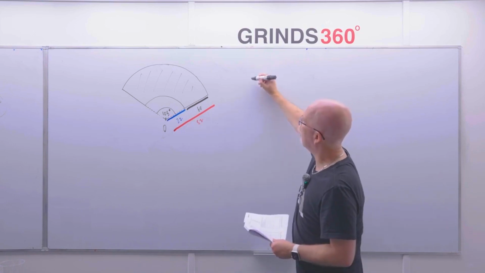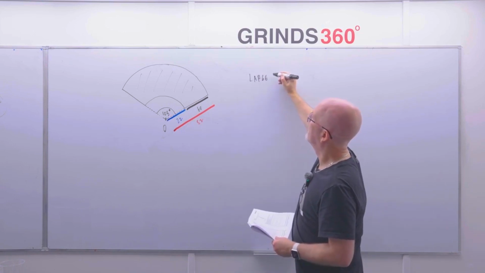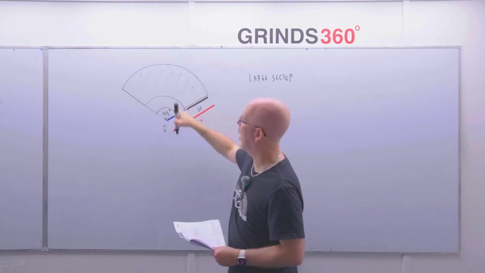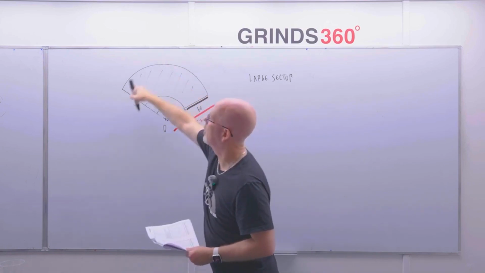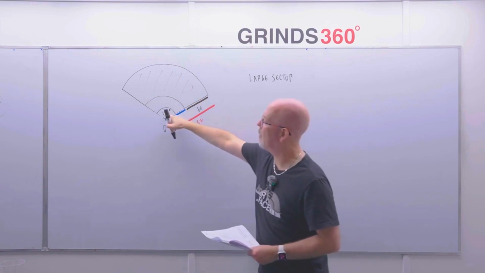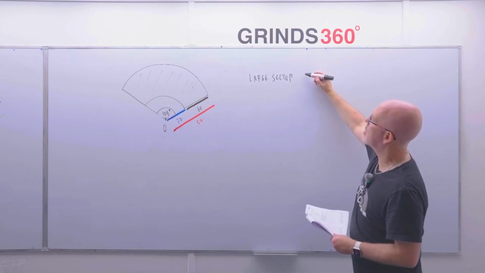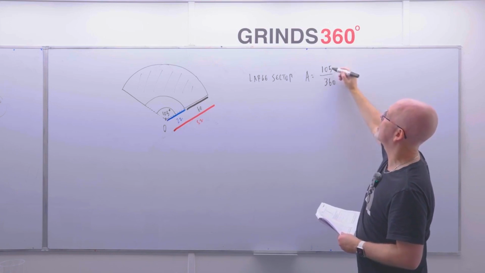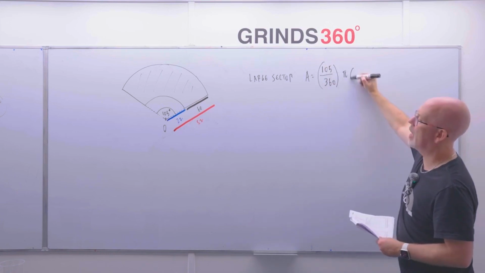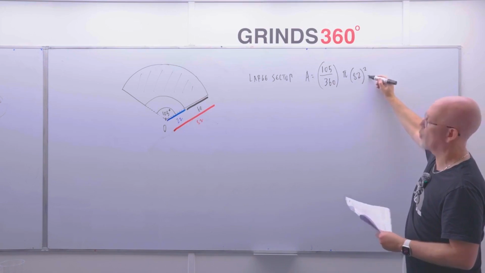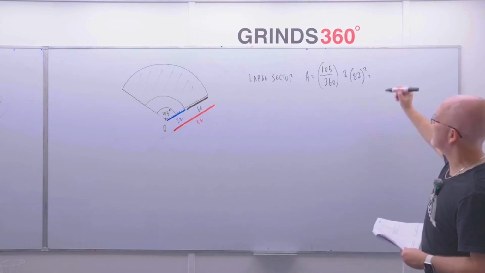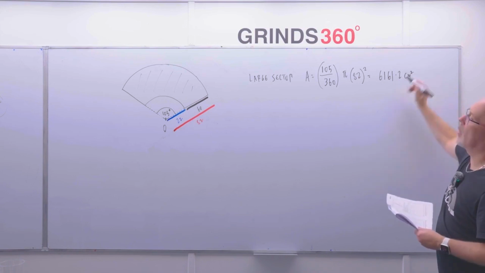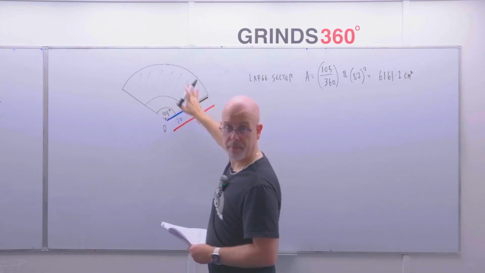If we do the large sector first, ignore that line for a moment and just take this whole pizza slice. It has an angle of 105 and a radius of 82. So the area is going to be 105 over 360, so theta over 360, times pi r squared, pi times 82 squared. If I put that into my calculator, it comes out about 6161.2 centimeters squared. So that's the entire sector.